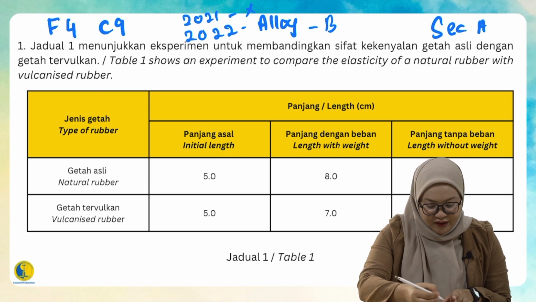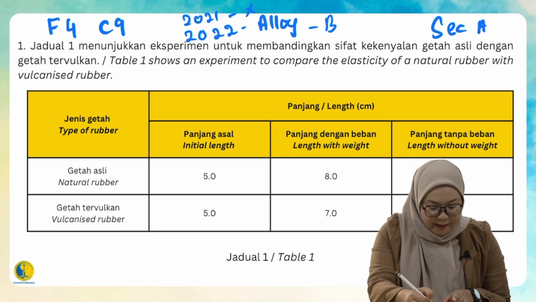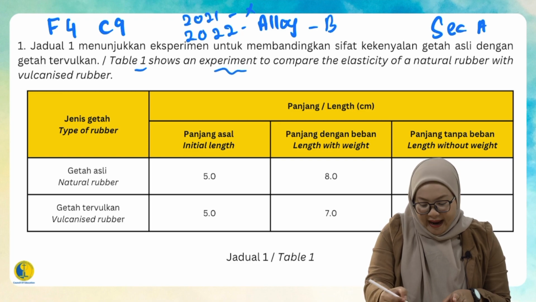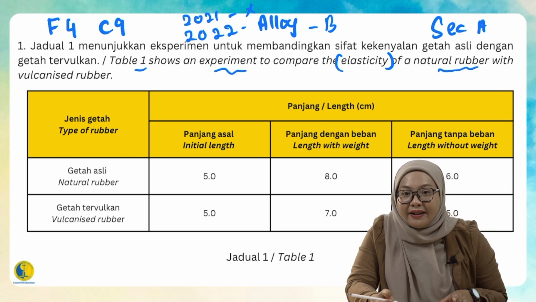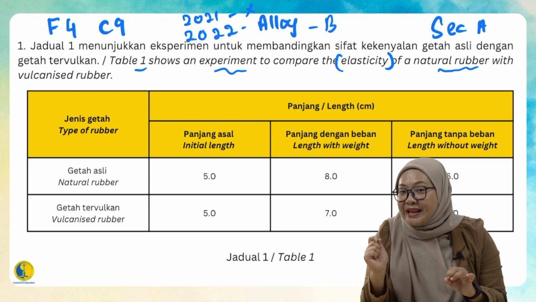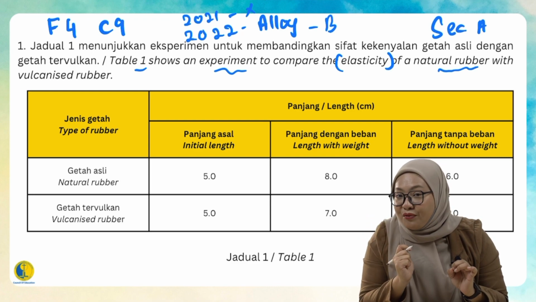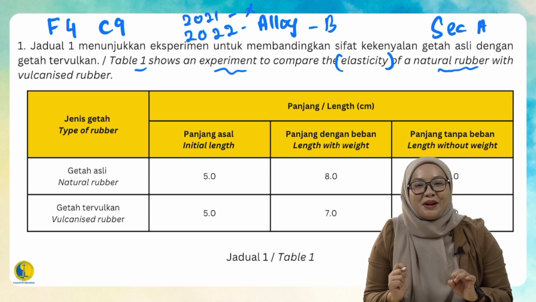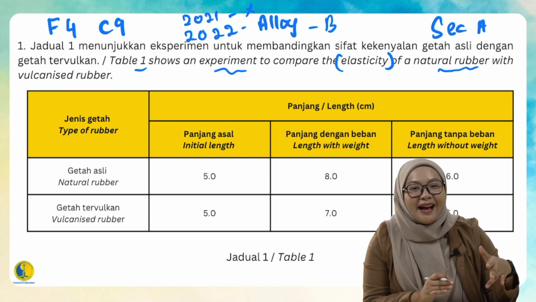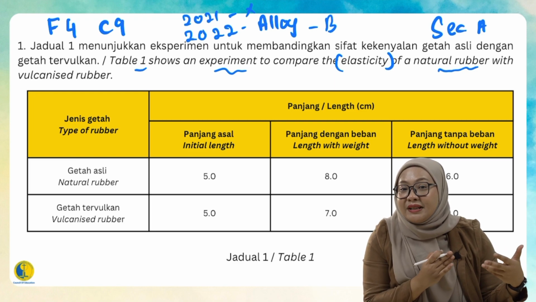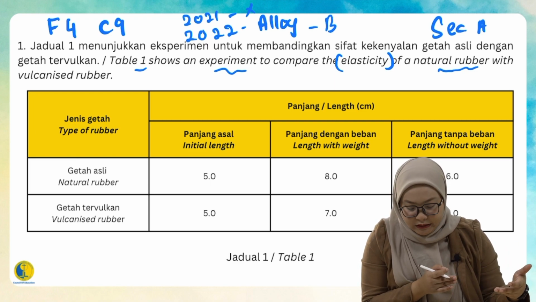Okay, so the first question. Table 1 shows an experiment to compare the elasticity of natural rubber. Guys, let's do a simple recap of what we learned in Chapter 9, Form 4, Chemicals in Industry. In Chapter 9, we learned about alloy. An alloy is a mixture of several types of metal.